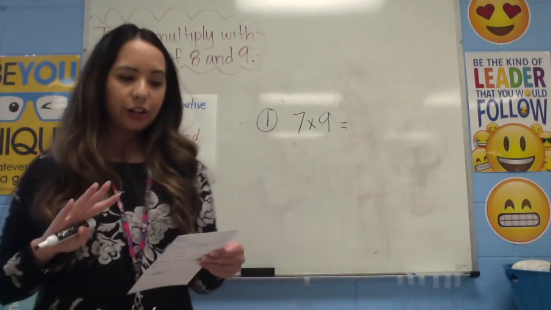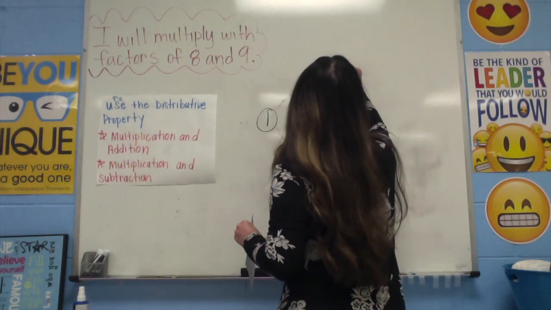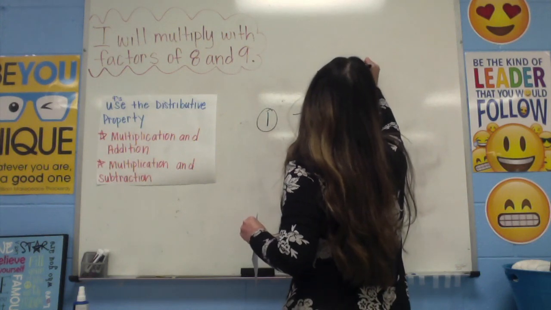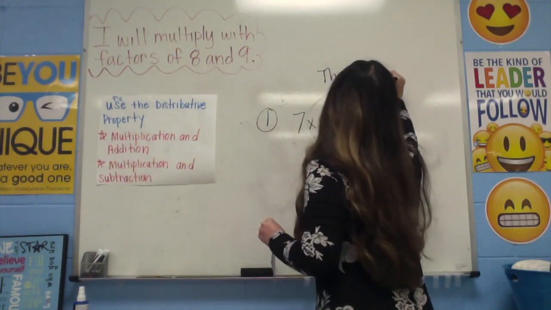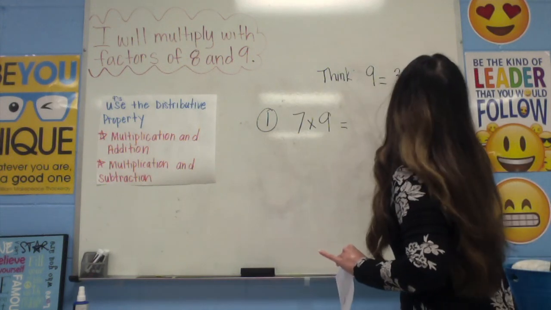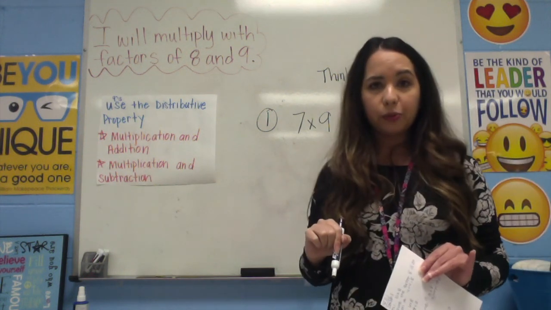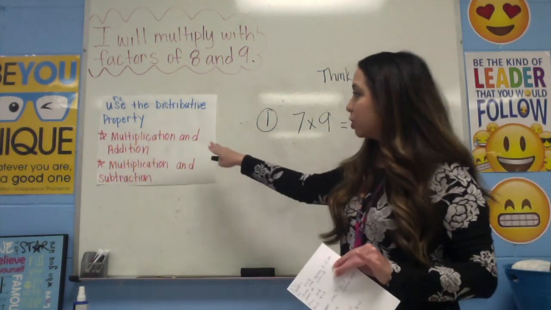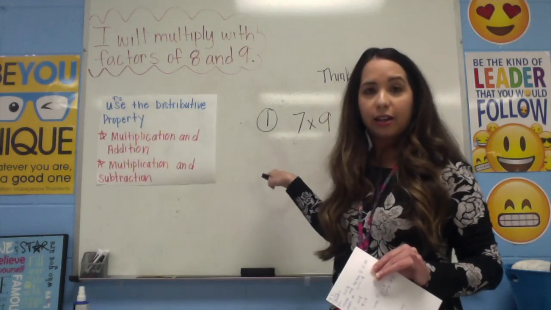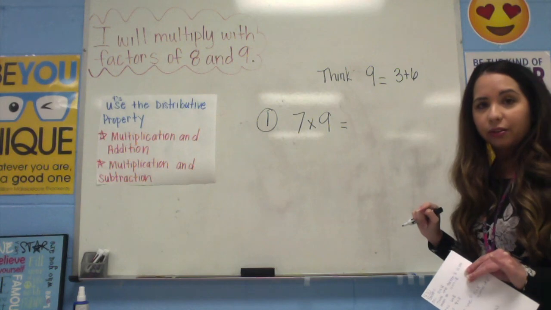Now, before we start that, I want you to think of 9, okay? We're focusing on factors of 9. Think. 9 is also equal to 3 plus 6, okay? That's going to be very important when we're using the distributive property. We're going to be multiplying and adding, okay? So watch. Think of 9 equals 3 plus 6, okay?